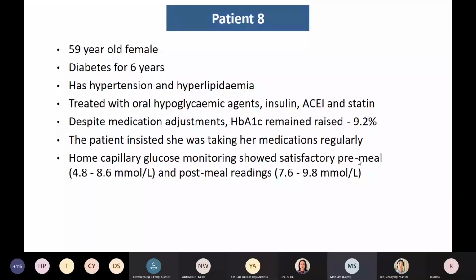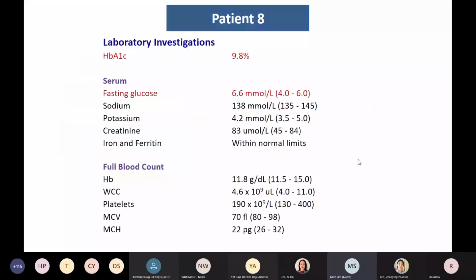These are her laboratory investigations. HbA1c was 9.8%, and you can see her fasting glucose is 6.6 millimoles. We did a full blood count. Hemoglobin was 11.8. But what is notable is that her MCV was low at 70, and her MCH was 22, which is below the reference range of 26 to 32.